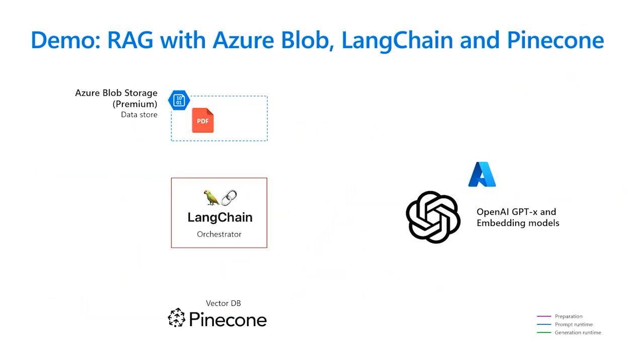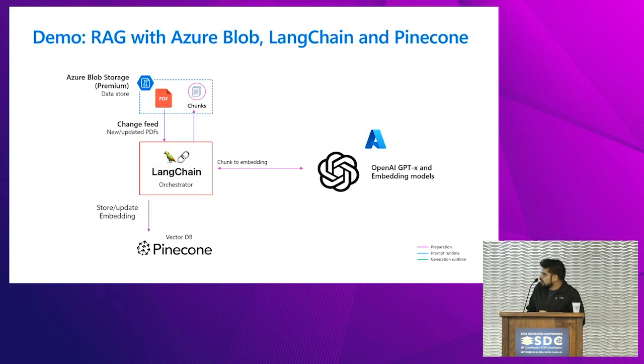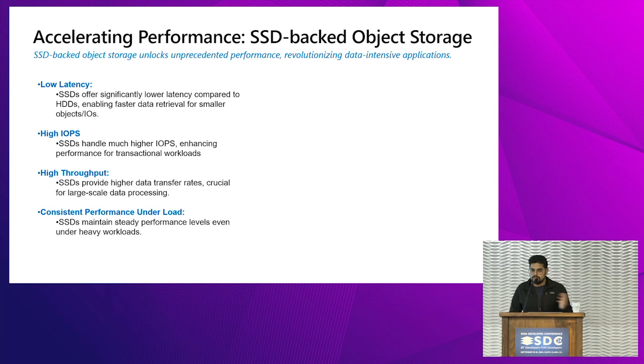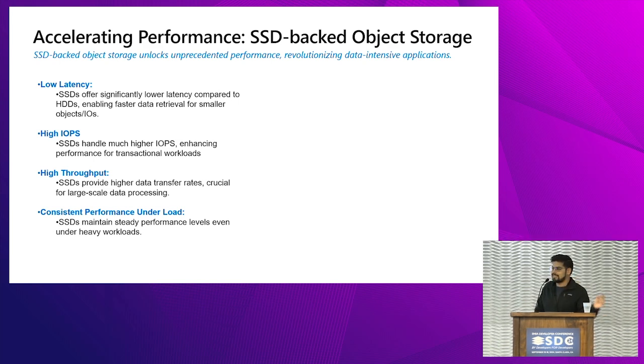I'll not go through the process because this is essentially what we just showed. We are taking change feed, putting it into LangChain, getting the embeddings. And then finally, when the user prompt comes in, we do a similarity search, retrieve all the chunks, and generate the response. All of this was actually running on top of premium blob storage, which is SSD-backed. SSD-backed storage can give you consistent low latency, high IOPS, very high throughput, and can maintain that performance with sustained load.